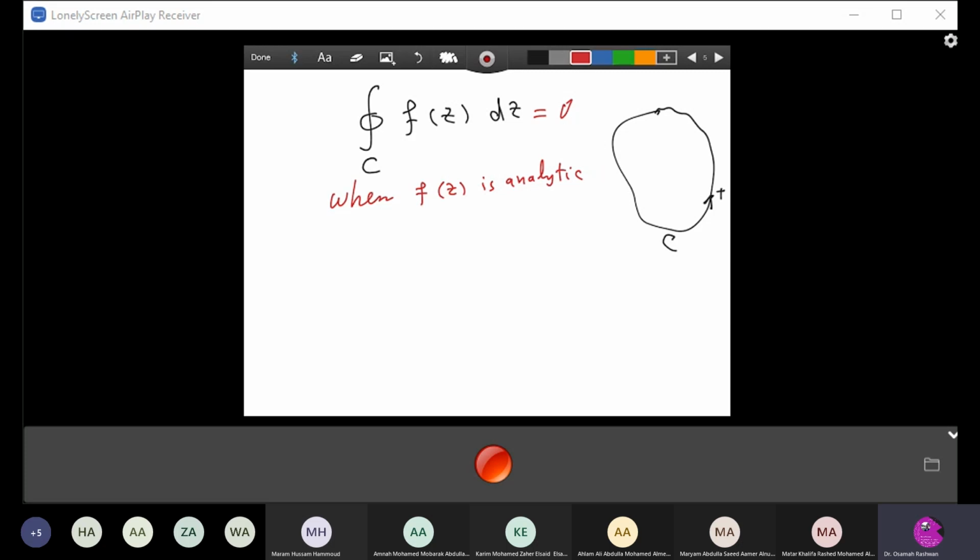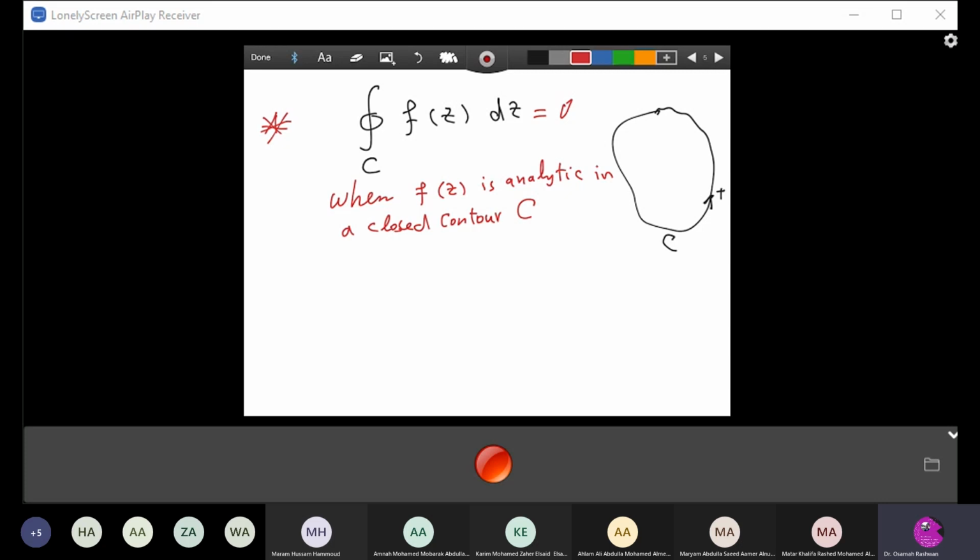in a closed curve. They call it a closed contour. Contour is the name of a person. Closed contour C, right? So this is the first important thing. Without thinking, if your function is analytic inside C, the integration is equal to zero.